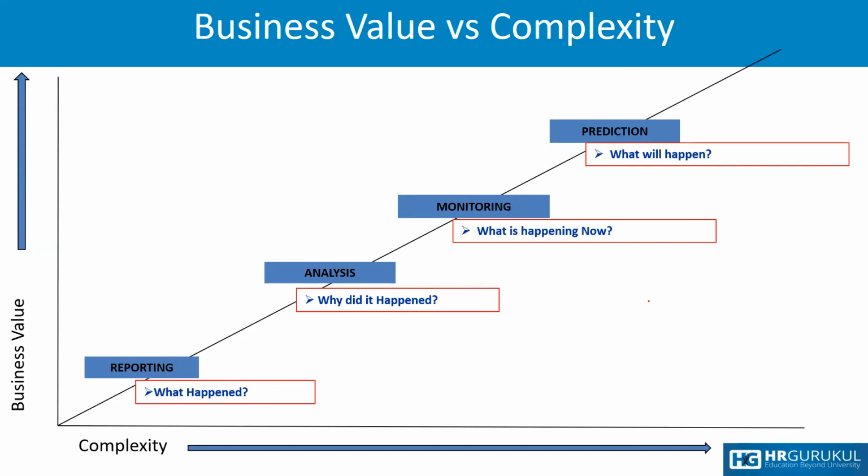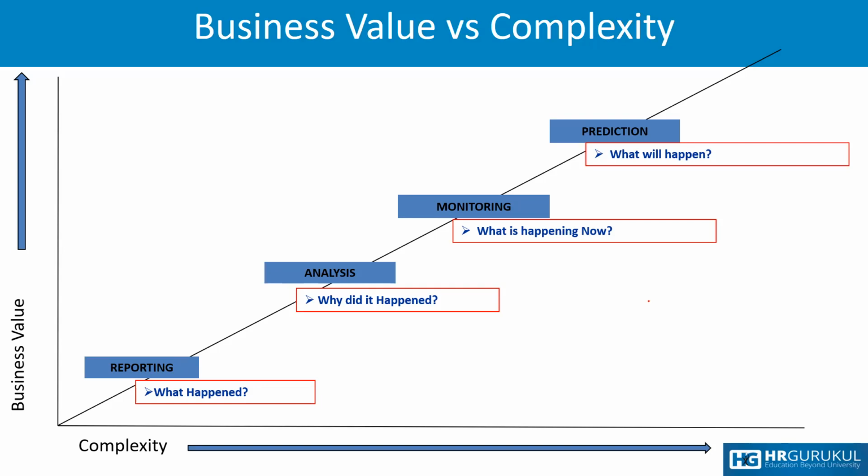Why did it happen? Why is the absenteeism so high? Why is the overtime so high? Why is there attrition? These are basically known as lag indicators, which give you insight about the past. And then you start monitoring. And then suddenly you get into a phase where you say what will happen, and you are able to predict. So as the complexity increases, the business value also increases.